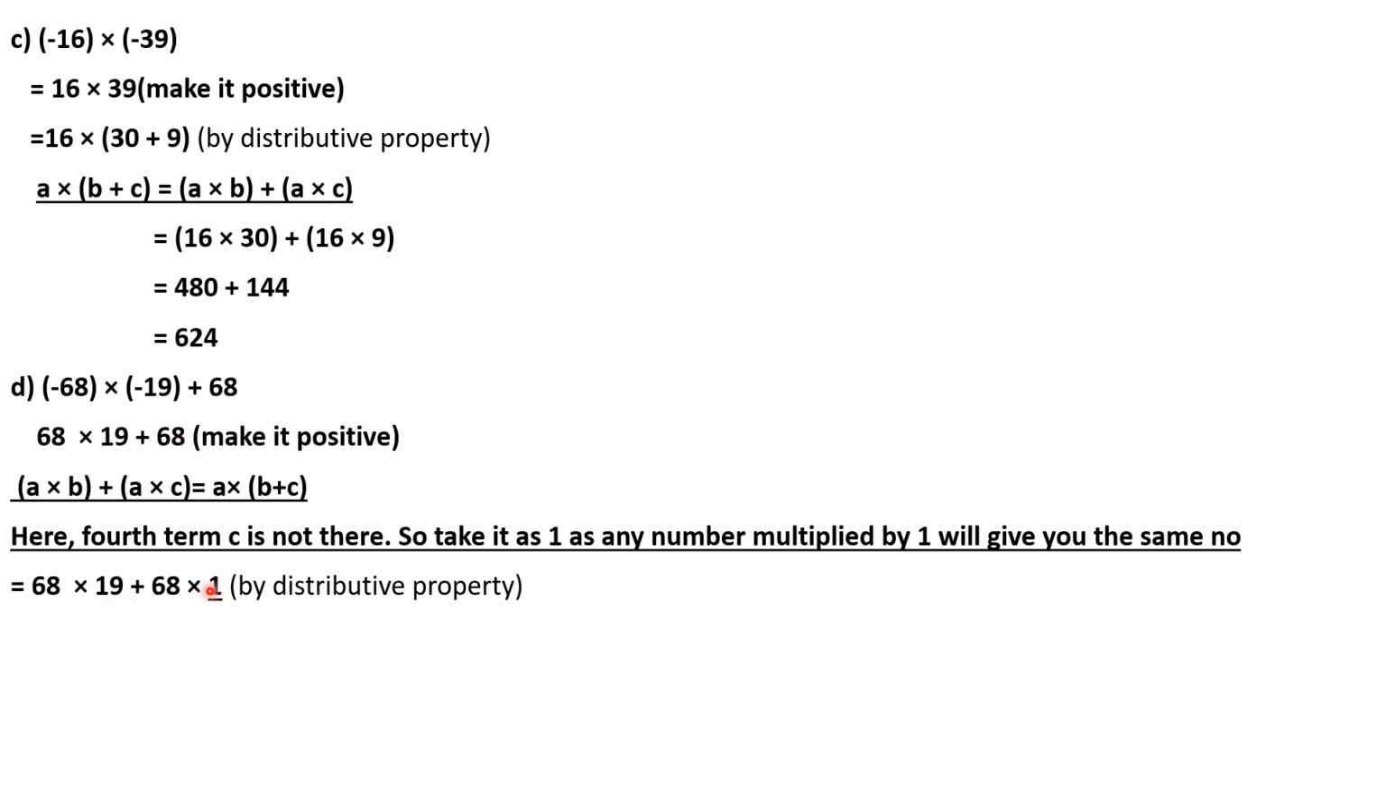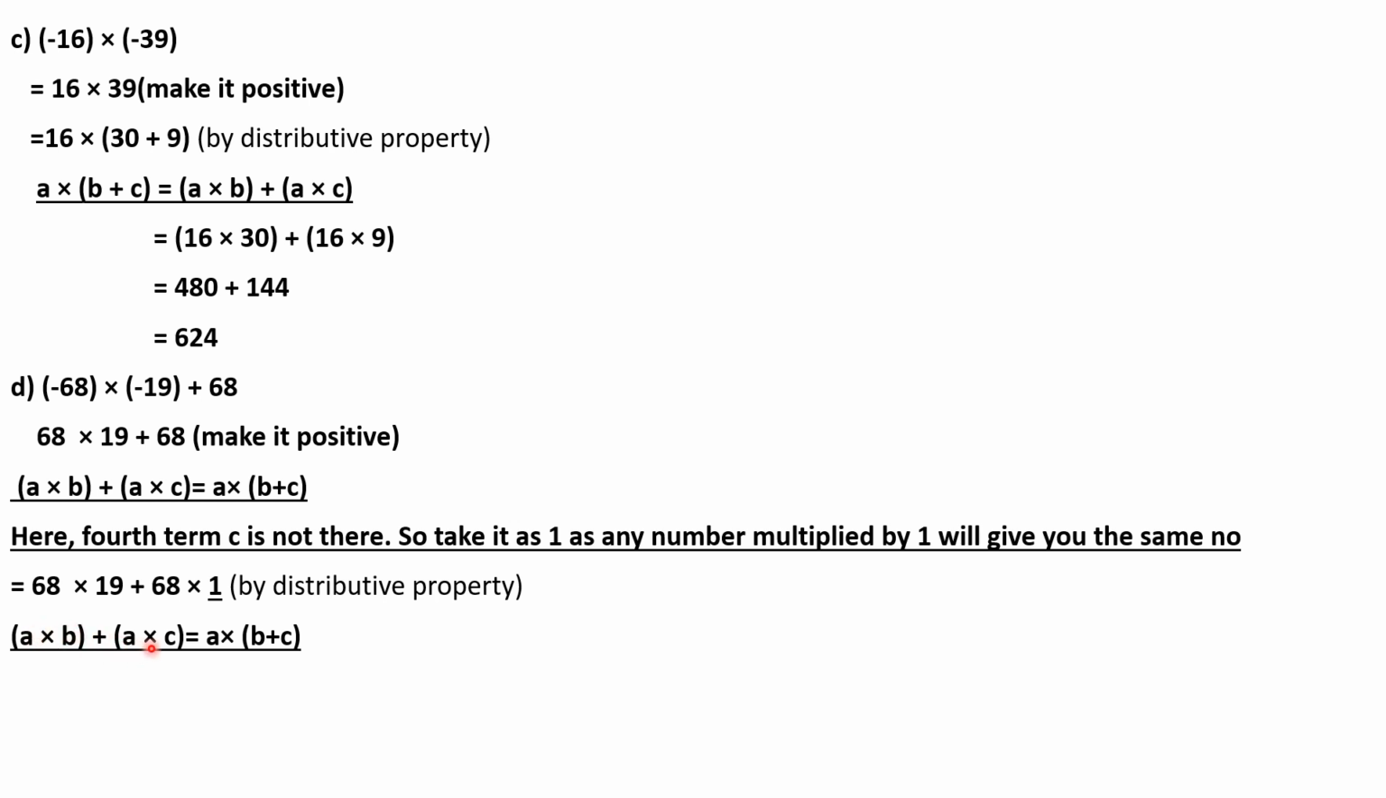Since my C term was not there, I multiply. So whenever the C term is not there, you have to multiply by 1. Without that, you cannot use distributive property. A is 68, B is 19, but in the sum C is not there. So to get the C term, I should always multiply by 1. I cannot multiply by any other term. If the C term is not there, I can multiply only by 1, because any number multiplied by 1 will give you the same number.